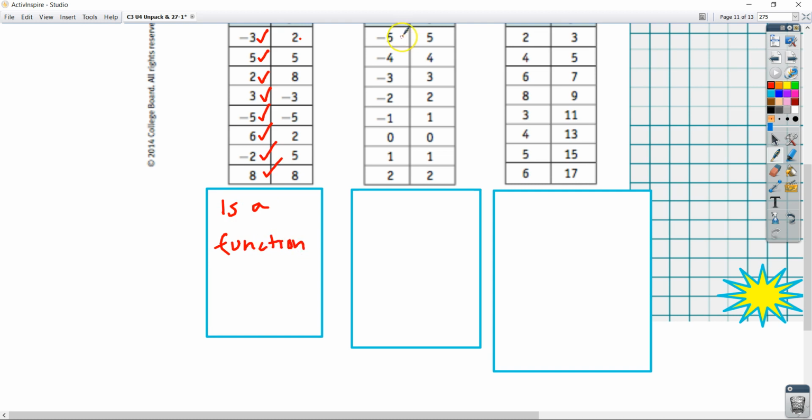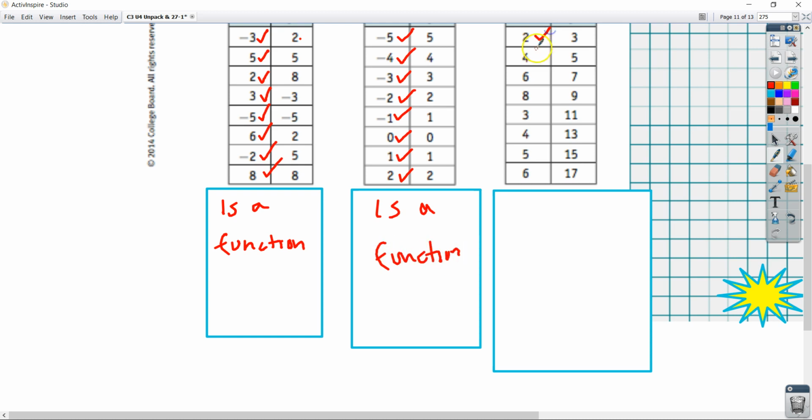Alright, now let's check this one. Negative 5 goes to 5. Negative 4 goes to 4. Negative 3 goes to 3. Good. Negative 2 goes to 2. Negative 1 only goes to 1. 0 goes to 0. 1 goes to 1. And 2 goes to 2. I don't have any repeats, so this is a function.